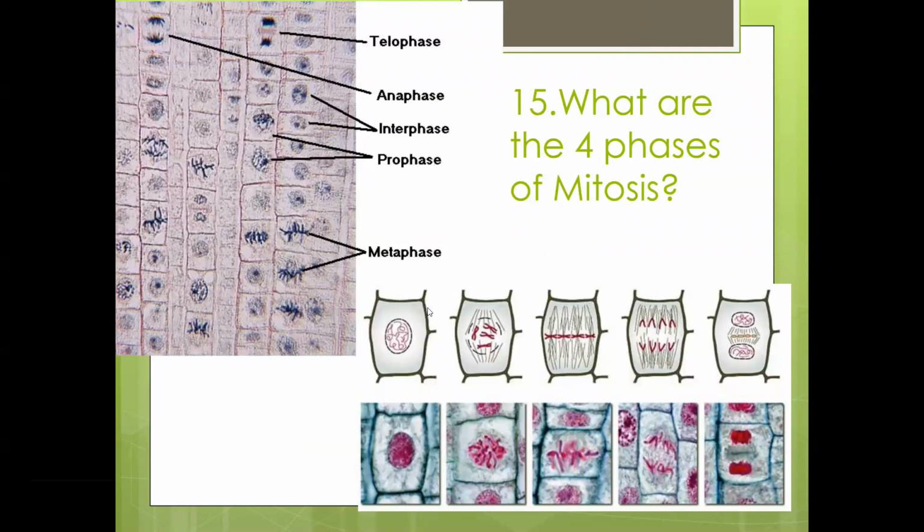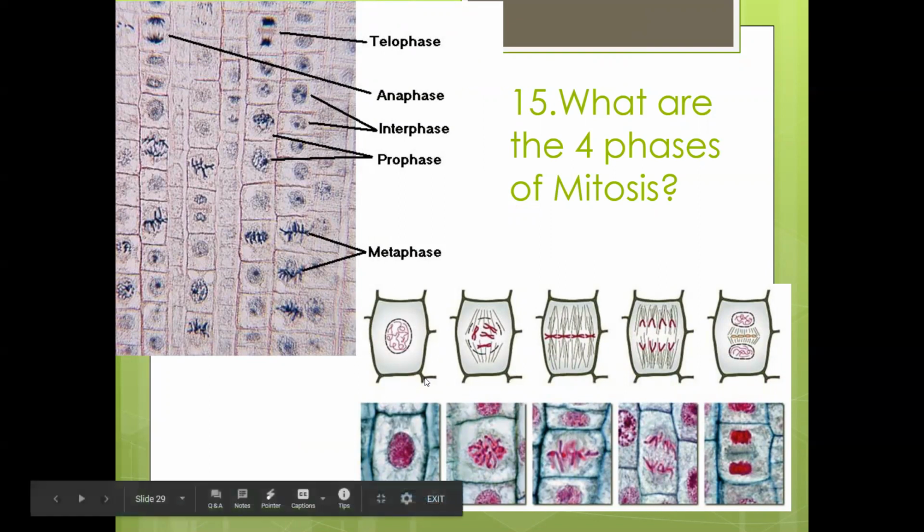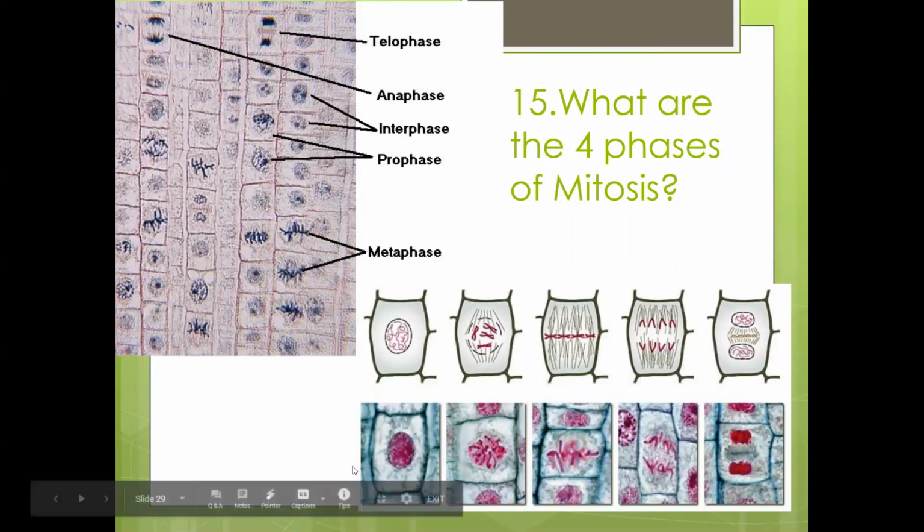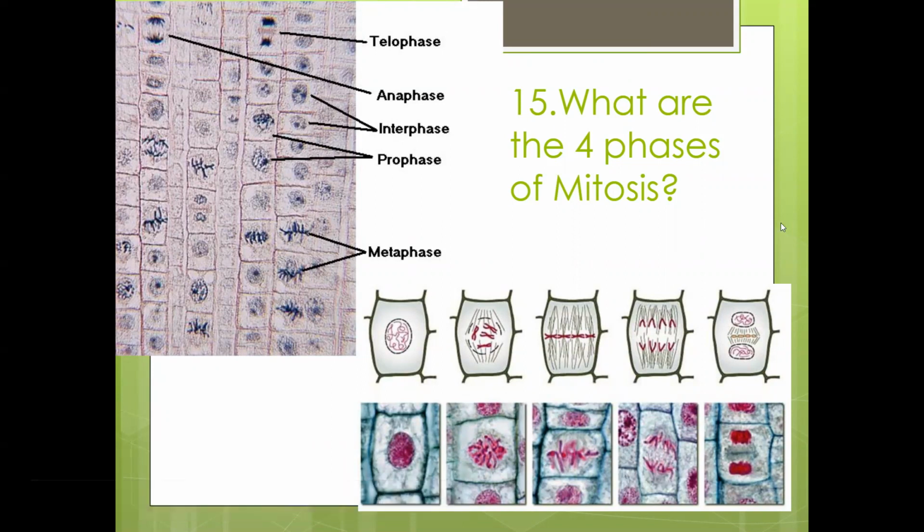So here you can see it. This here, before the nuclear membrane is disappearing, this is interphase, when there's DNA replication going on and all that normal cell function. Then after that, you get prophase, metaphase, anaphase, and finally telophase. So here's a nice graphic, and you can see it in real pictures of real cells that have been dyed, and over here as well.